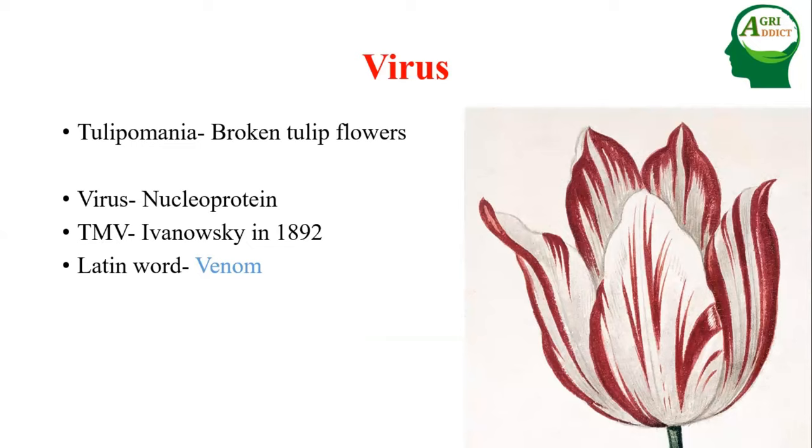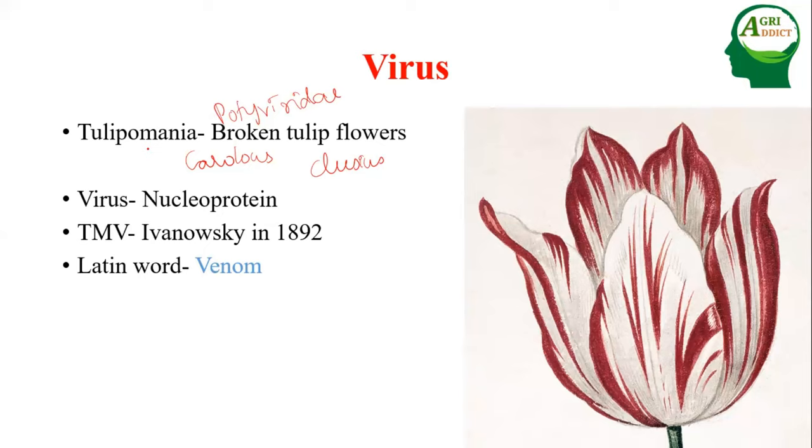But this tulip color breaking was proved to be a viral disease, tulipomania. This was proved by Carolus Clusius in the year 1576. It was Carolus Clusius who told that these variegations are actually a disease. We call it tulipomania. And particularly, this tulipomania is caused by the Potyviridae group of viruses.